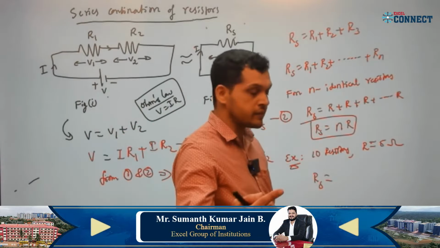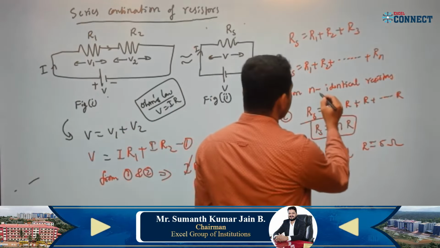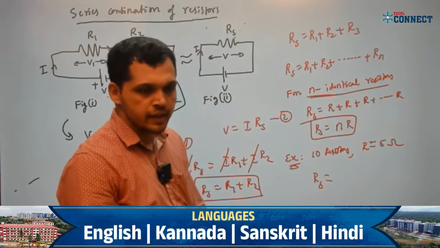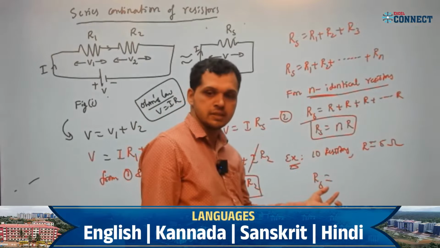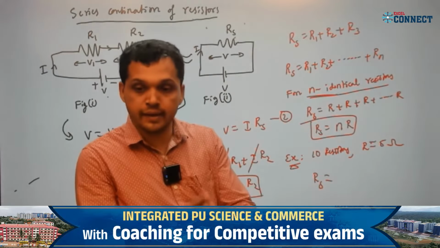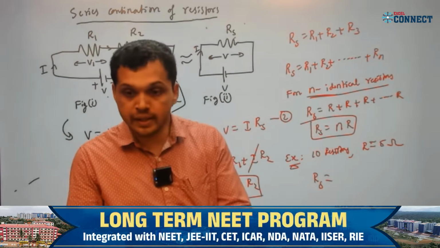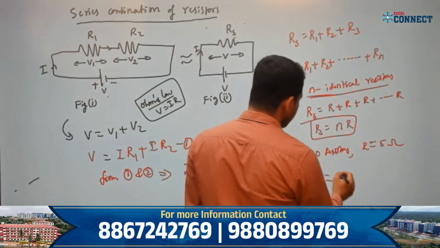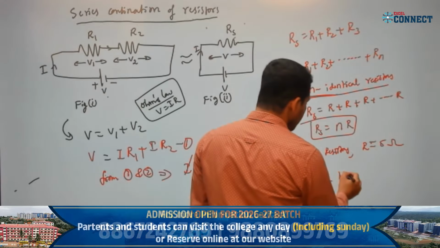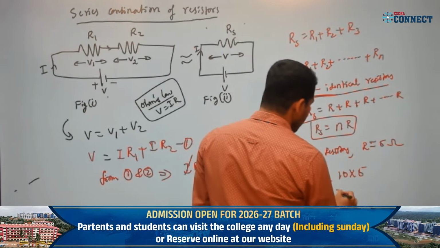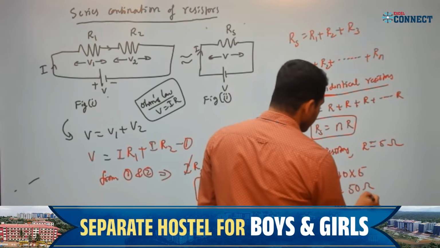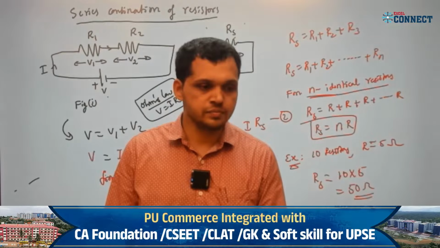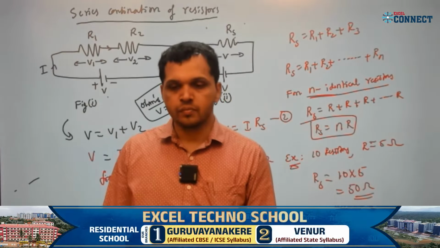N is the number of resistors. See, here n identical resistors are given. If there are 10 resistors, n is equal to 10. If there are 20 resistors, n is equal to 20. Like that. That is Rs is equal to 10 into 5, that is 50 ohm. 50 ohm is the equivalent resistance. Is it clear?